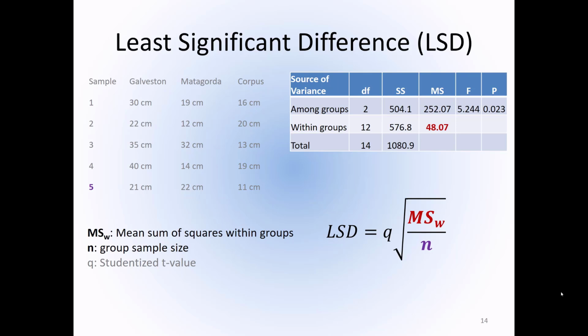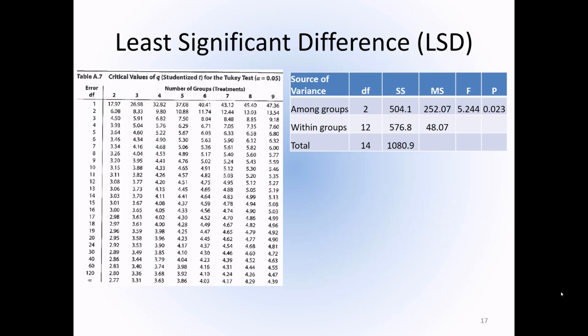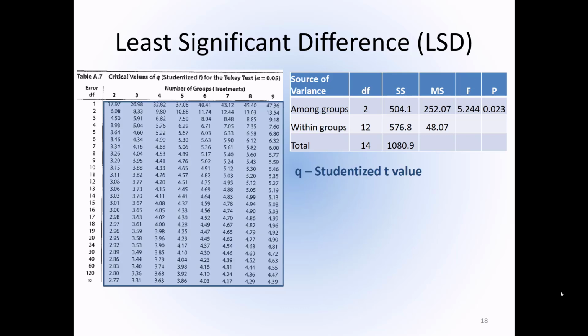Now this Q value is a little bit different. So we can go ahead and we can fill in that aspect of the formula, but we're going to need to use a different table in which to determine what this Q value is. And this is our studentized T value. So we can use the following table in which to find that Q value. And here we're going to use the number of groups and the error degree of freedom in which to do so. So these values in the interior of the table are those Q values, and this is what we're after.